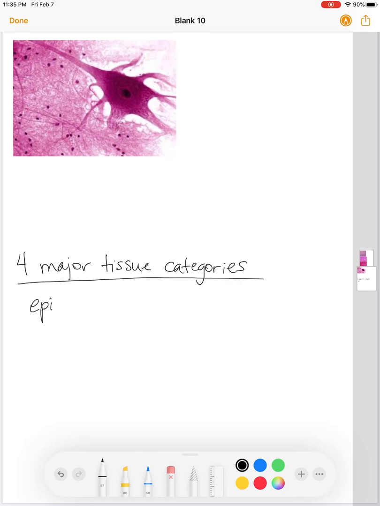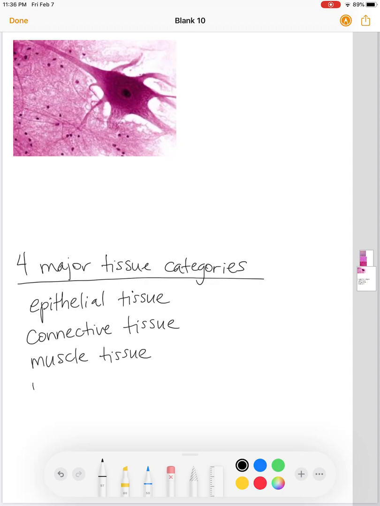So these are epithelial tissues, connective tissue, muscle tissue, and nervous tissue. All right, these are the 4 major tissue types or tissue categories.